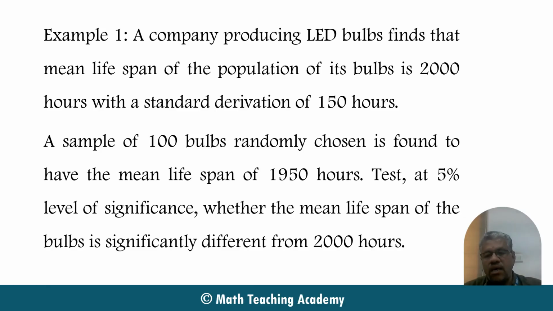bulb is working for 2000 hours. That is the warranty card. If the bulb doesn't meet the warranty, then we'll reclaim it. We can change the bulb. That is why this kind of warranty, or number of hours it works, is very important. So we have to check whether it follows the company's claim or not. This is what we are going to check by using this method.